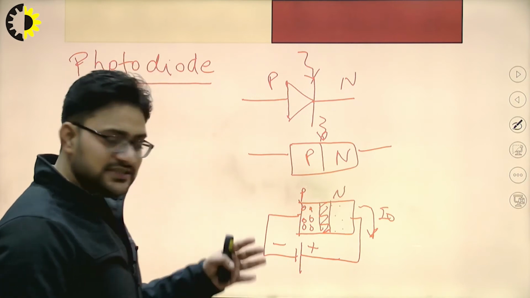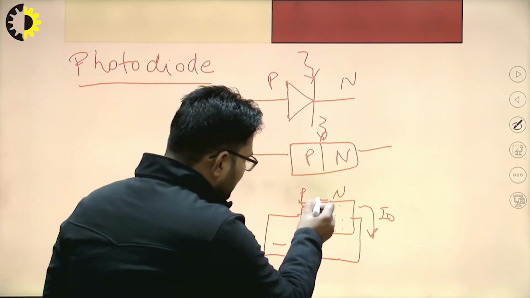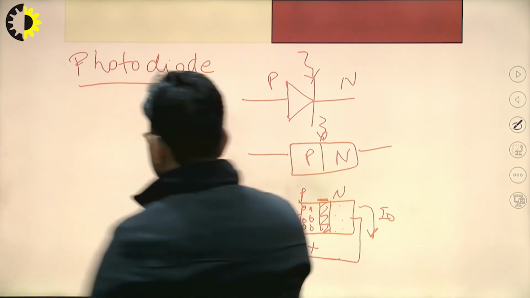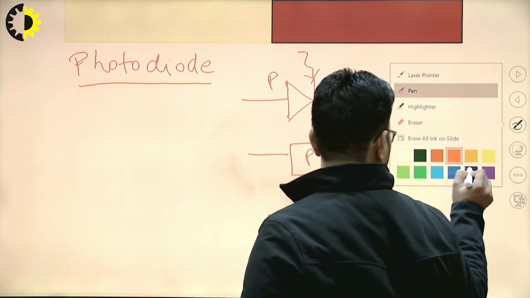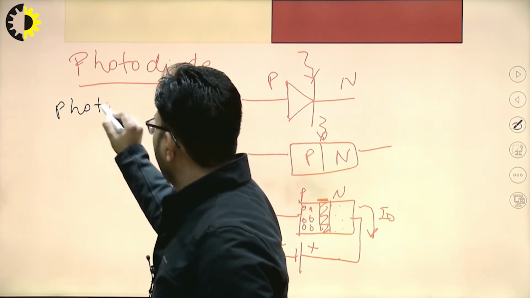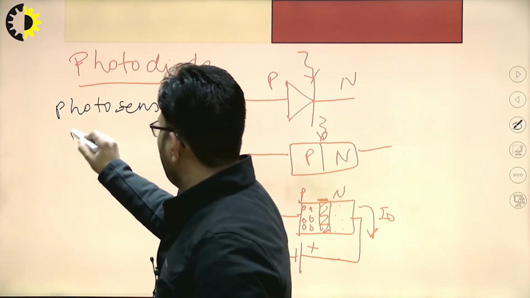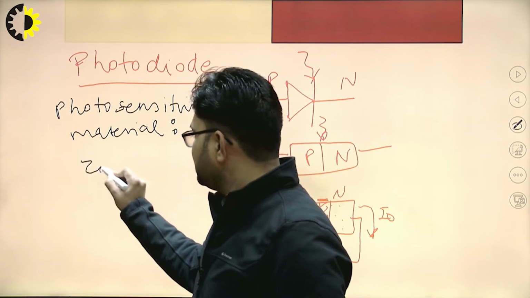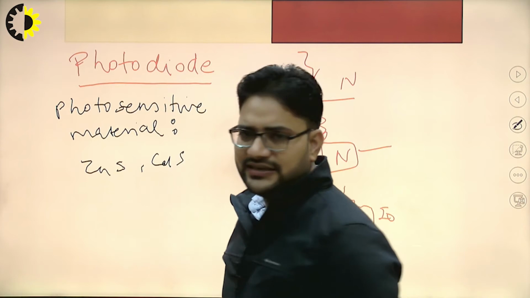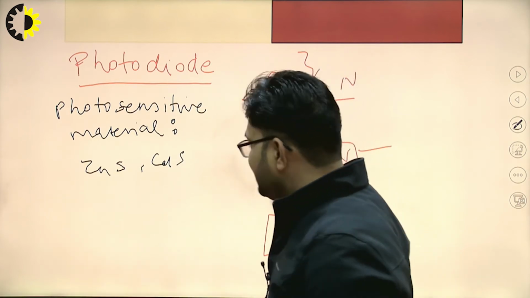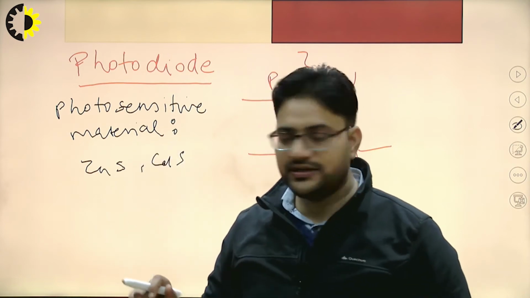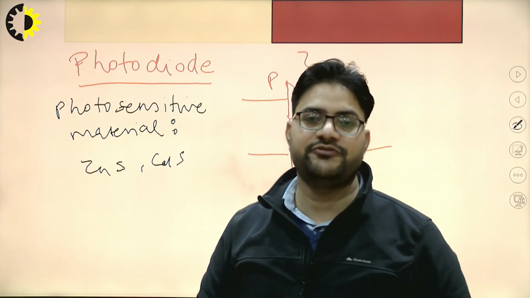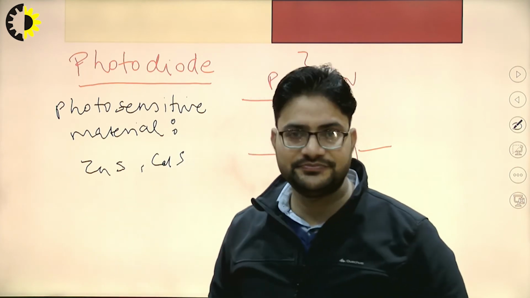For this, if we introduce light, we have to coat the diode using a photosensitive material. What we require is a photosensitive material. What are the photosensitive materials? ZnS, CdS, etc. These are called photosensitive materials. Whenever light is introduced at the junction, it will activate, and light will cause an effect which is called the photoconductive effect. We will see the photoconductive effect in detail.